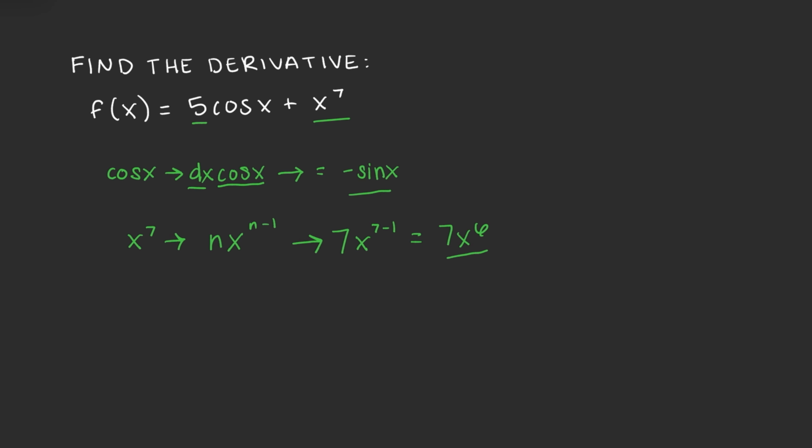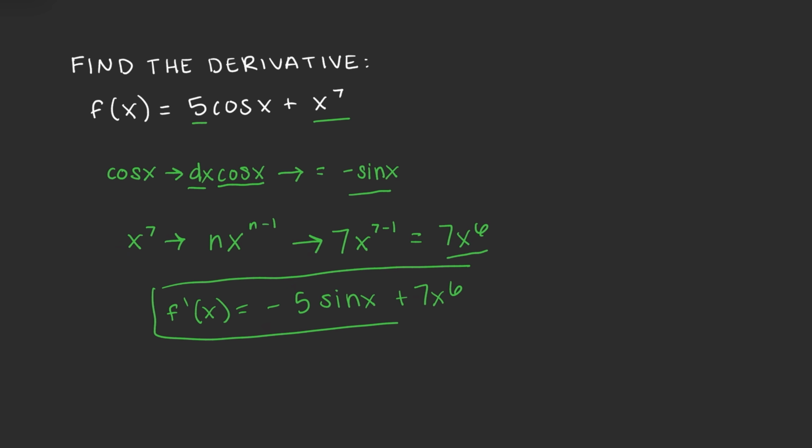And now we just put these together. So the derivative of f of x equals negative 5 sine x plus 7x to the 6th power. Remember, we just brought that 5 down. That negative sign comes from our negative sine x, and then we just plug in the 7x to the 6th power. So that's all for this one.